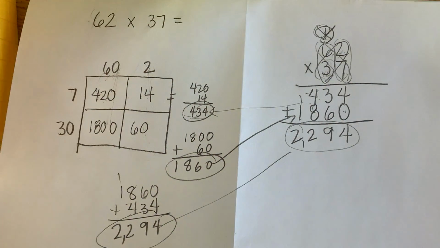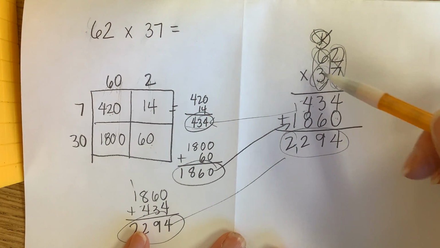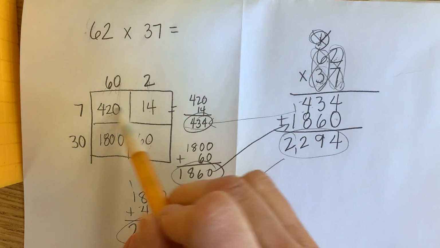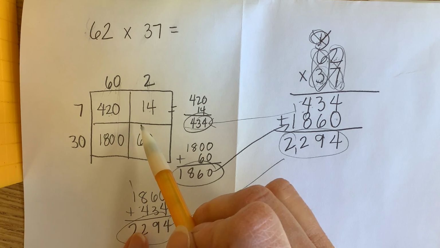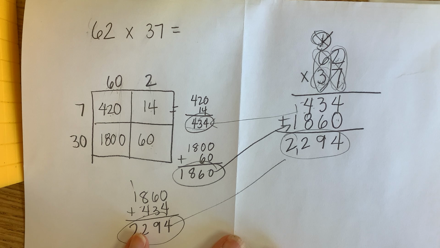Okay, so I hope you can see now that the algorithm is just another way of making these partial products happen. It's just going to be more time efficient. So that's what we like to do with math, is we like to do math the most efficient way. So practice, practice.